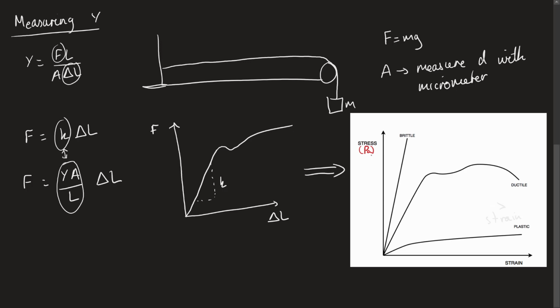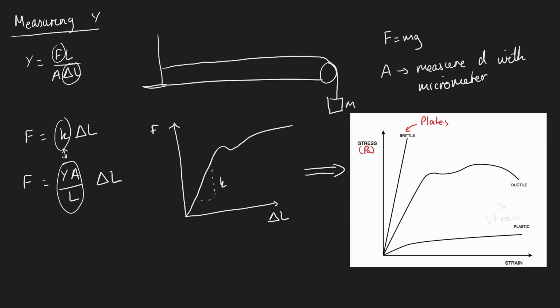We have three types of materials in this graph. The first one is a brittle material. For brittle materials, we've applied quite a lot of stress for not a lot of strain. That's because brittle materials are things like plates. You can probably imagine you can put quite a lot of force across them, or pull them apart with quite a lot of force, but you're probably not going to get it to extend at all.